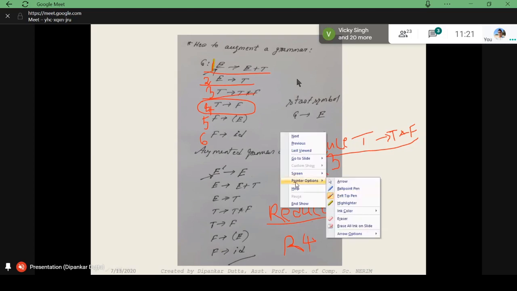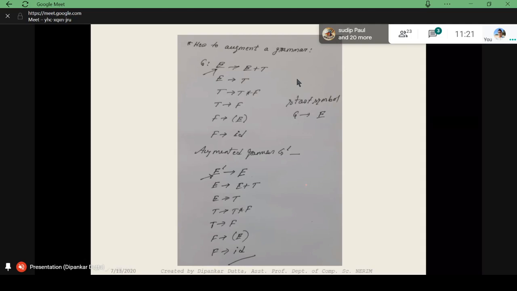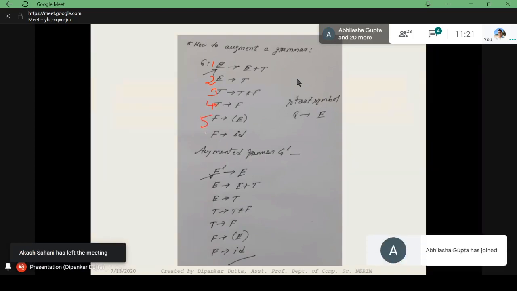Do you have copies with you? Yes, sir. Okay, write down, very first. Rule 1, 2. This is 3. This is 4. This is 5, and this is 6.